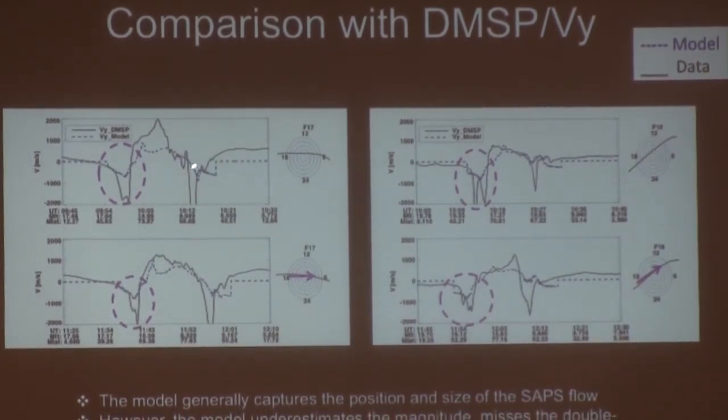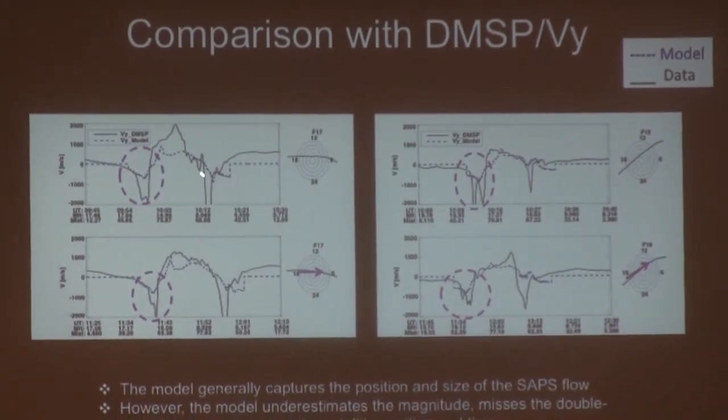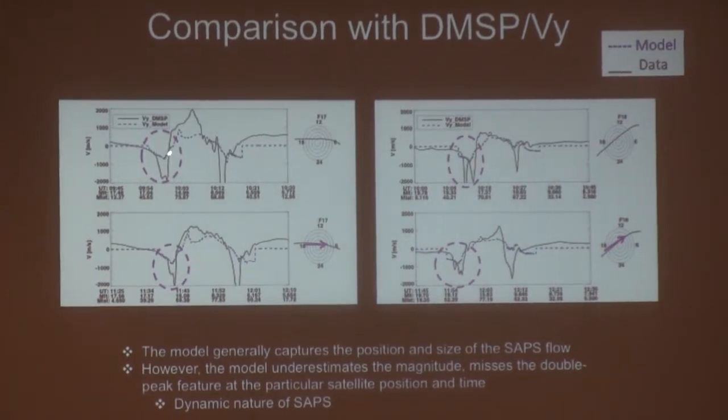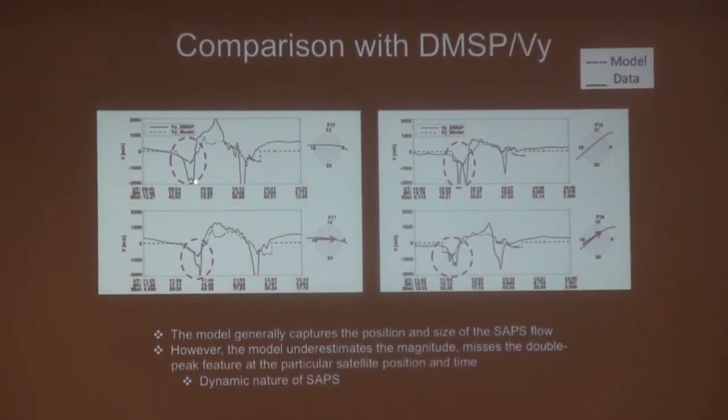The model is shown in the dashed line, and the black solid line is the data. So you can see we capture the location and the width of this SAPS flow. However, we underestimate the magnitude of this flow.